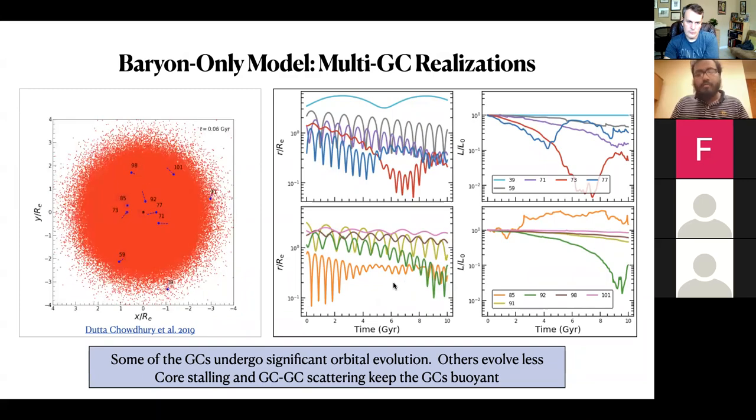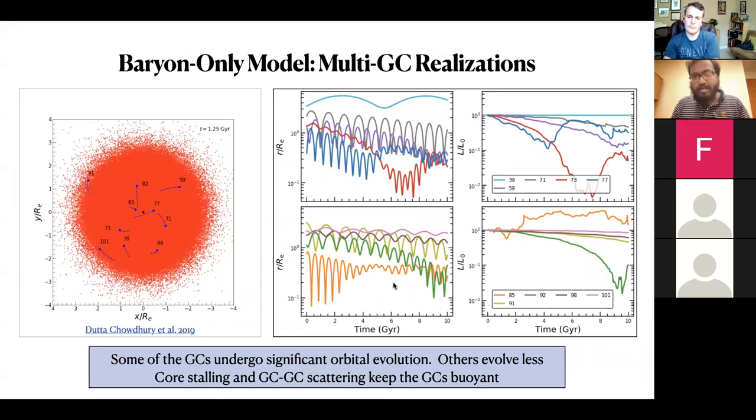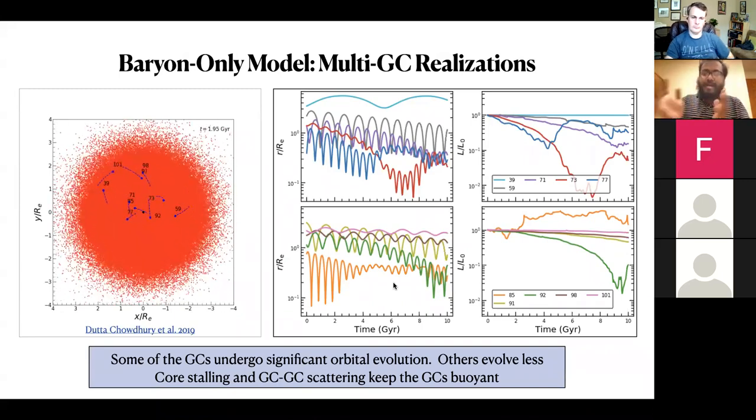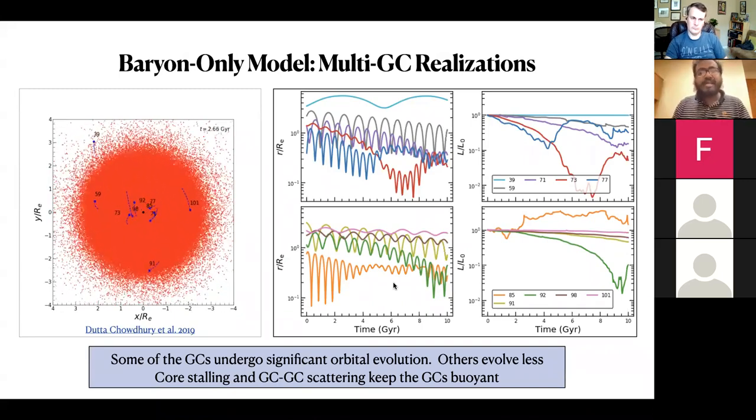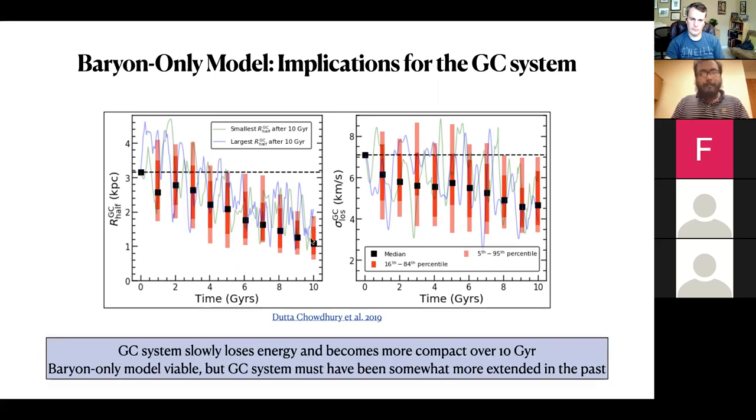Together, what these do is prevent the globular clusters from sinking to the center of the galaxy. They keep them bound, the core stalling as well as the globular interactions. We can also look at what happens to the half number radius of the globular clusters as a function of time, and the dispersion of the globular cluster system as a function of time. We see that the half-light radius does evolve, by about 50% in 10 gigayears. So the globular cluster system does become more compact.